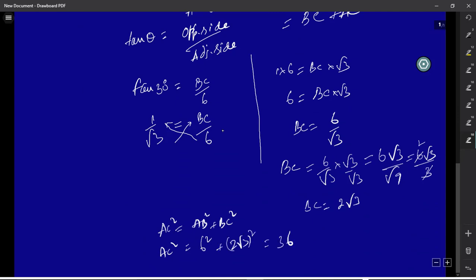6 square is how much? 36. Square goes for 2 also, and it goes for root 3 also. 36 plus 2 square is 4. Square and square root get cancelled. 36 plus 4 into 3 is how much? 12. 36 plus 12 will make it 48.